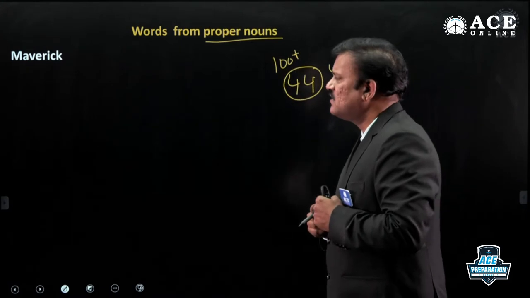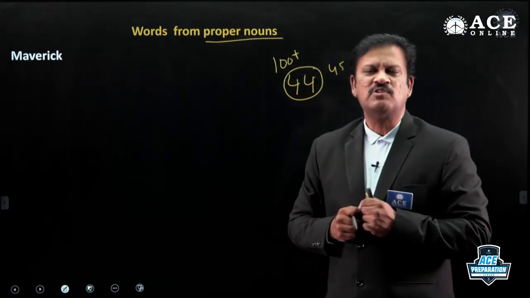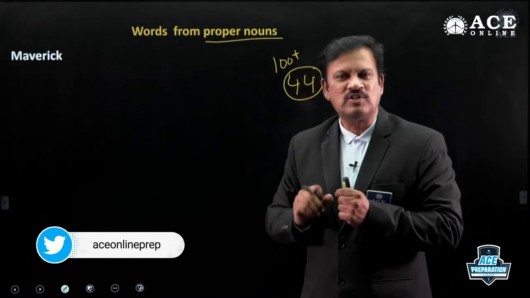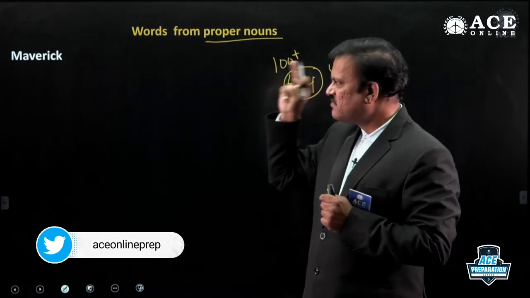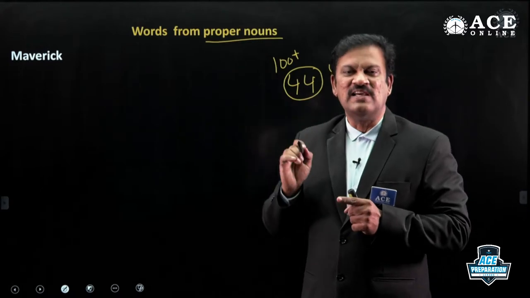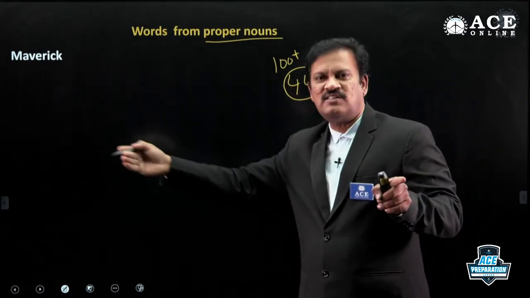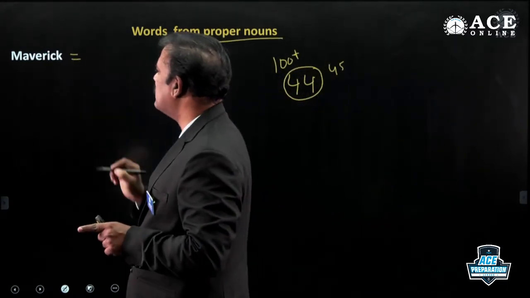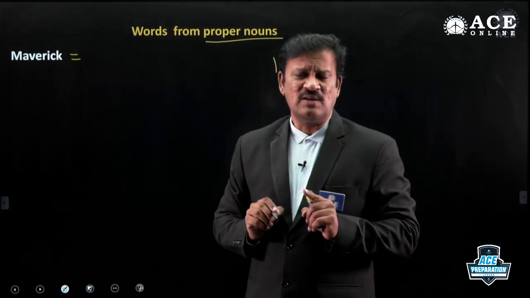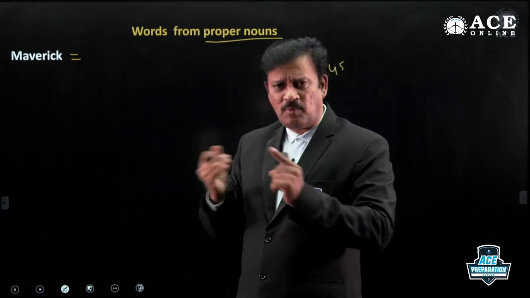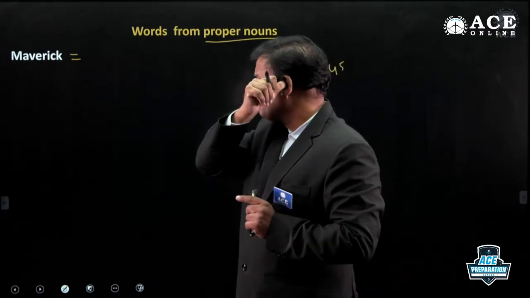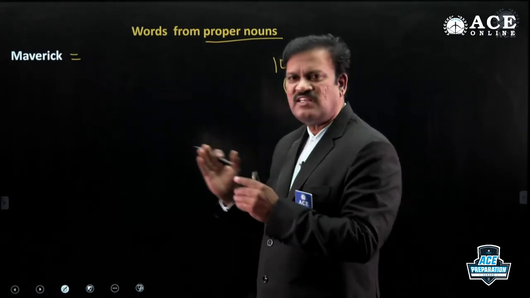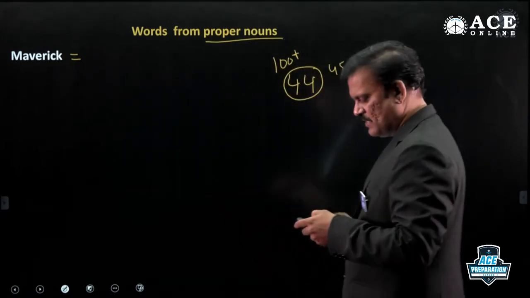Maverick. Maverick was a person's name. He was a shepherd. The king asked all the shepherds to tag their sheep so that it was easy for the king to collect taxes. But this person, Maverick, did not do that. He was going against whatever other persons were doing. So Maverick in modern English is used for a person who is different from others. Not usually the opposite, but different from others. We can use it like this: Maverick director, Maverick writer. It means he is different from other people. Taken from a person's name.